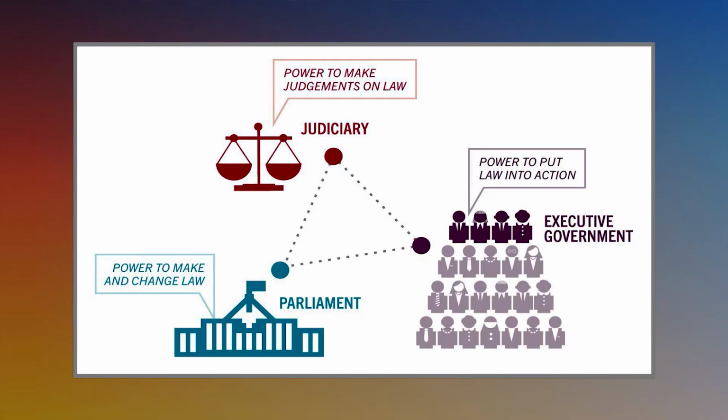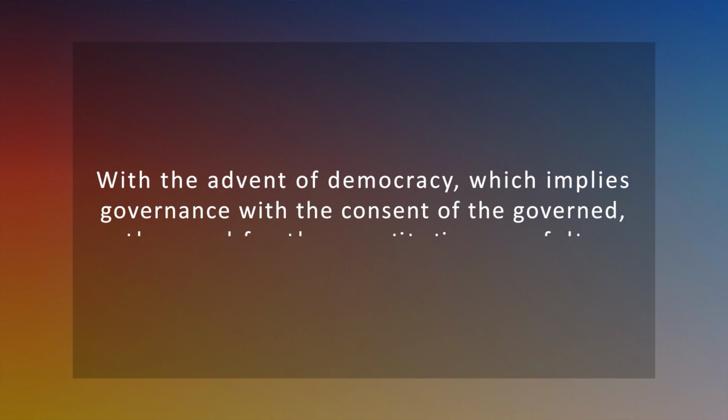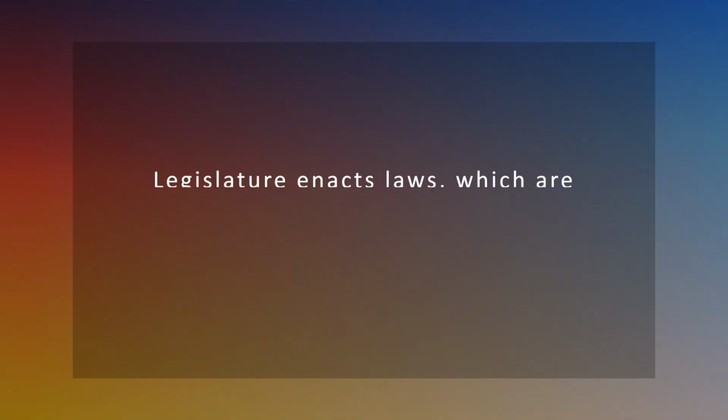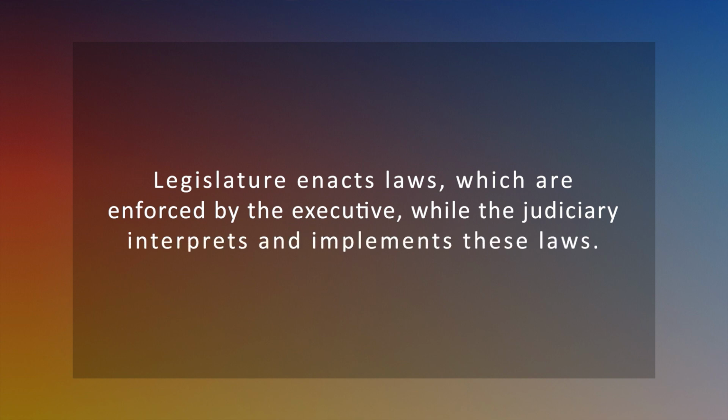Before the advent of the democracy, sovereign powers encompassing legislature, executive and the judicial functions were exercised by a single authority. With the advent of democracy, which implies governance with the consent of the governed, the need of the constitution was felt. The distinction between the legislative, executive and judicial functions was an important feature of a written constitution. Legislature enacts laws which are enforced by the executive, while the judiciary interprets and implements these laws.